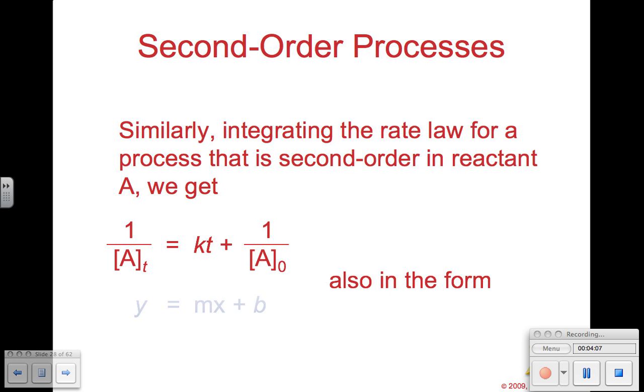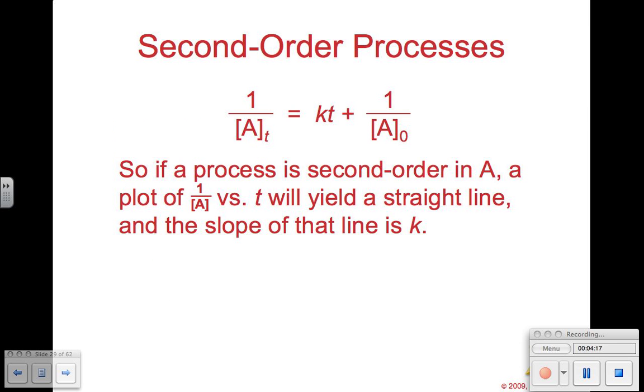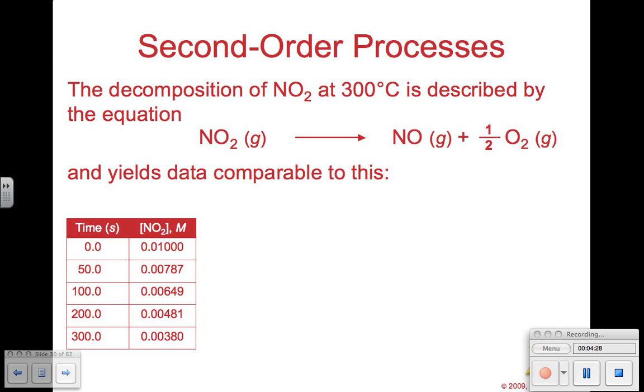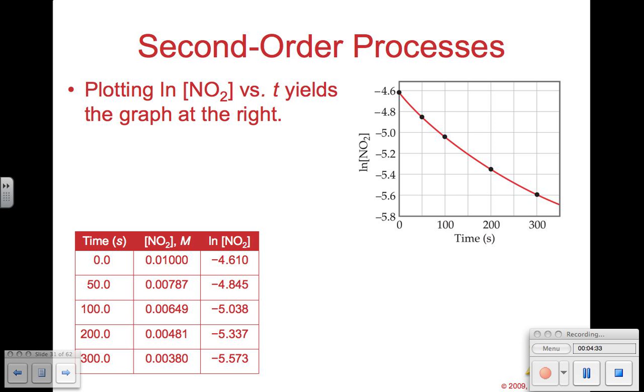Okay, for the second order process, it's similar, slightly different though. In this case, you integrate it and you end up getting an equation where rather than natural log, we get 1 over these values. Same idea, you would plug in data and get a straight line. In this example, you've got NO2 decaying into oxygen and nitrogen monoxide, and you graph it. If you graph the natural log, it's still got a slope to it, so that's going to communicate to you.